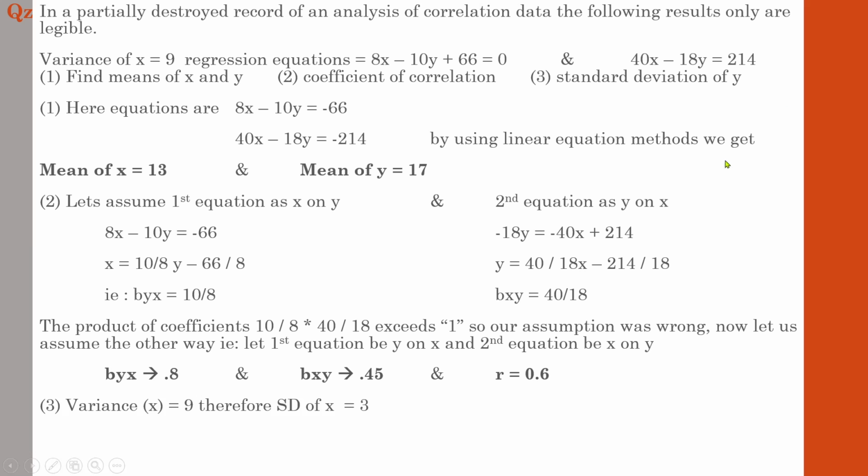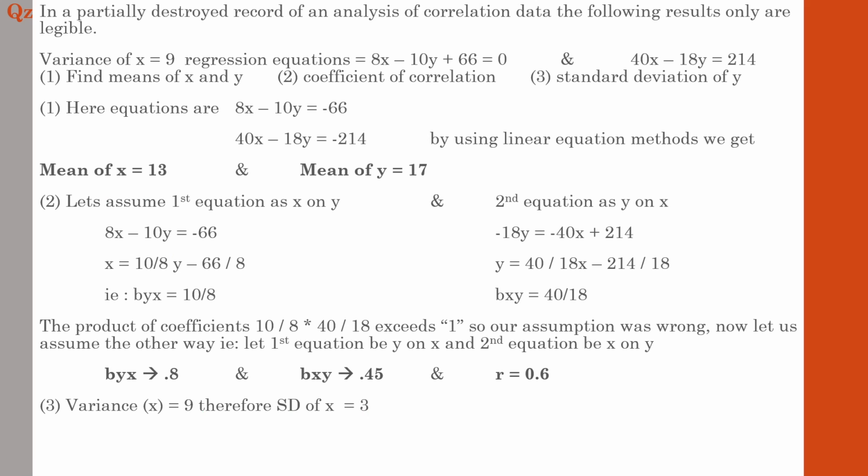Finally, the standard deviation of y. In the question, the variance of x is given as 9. Variance is 9 means standard deviation will be 3, because standard deviation squared is the variance. So the variance of x is 9, that means the standard deviation of x is 3.